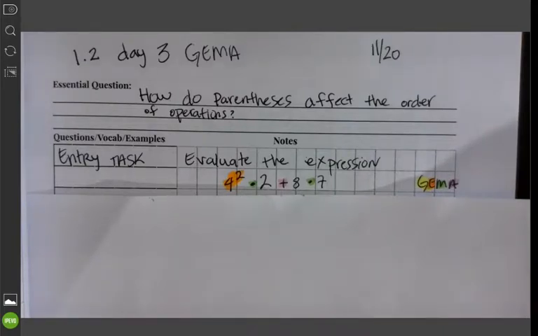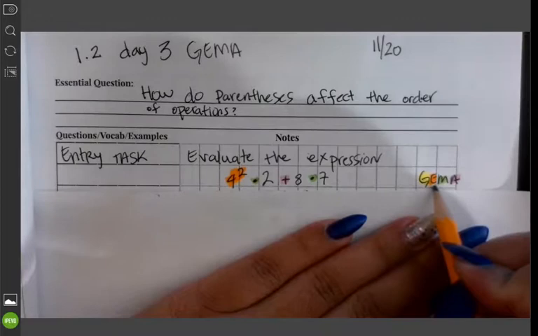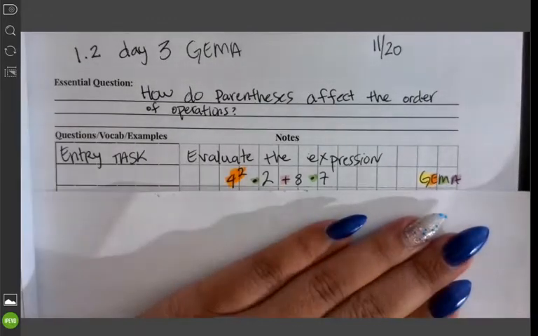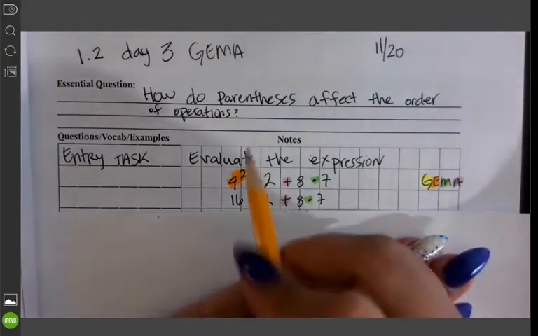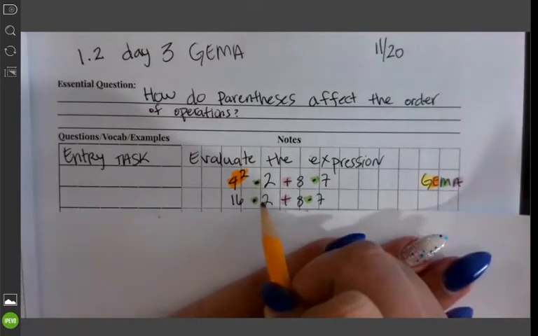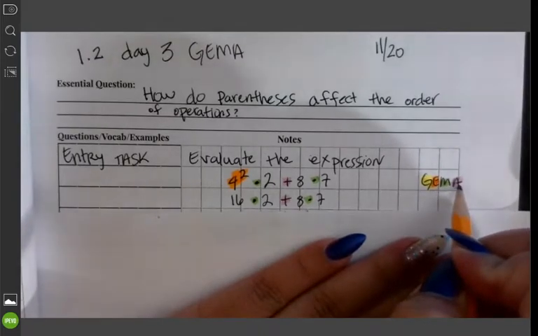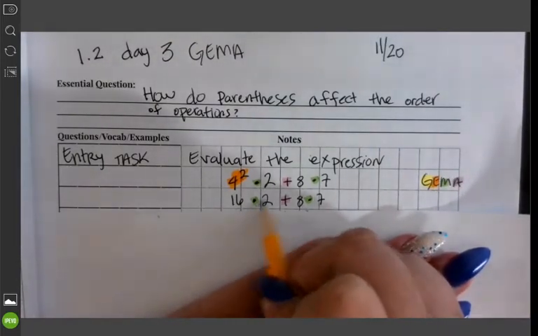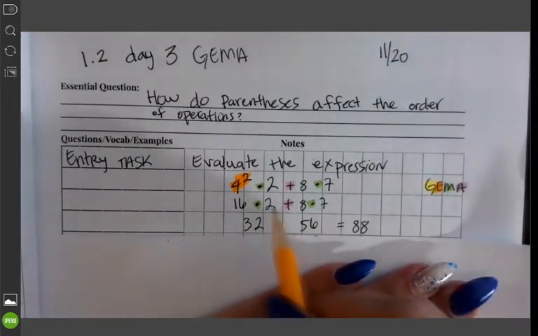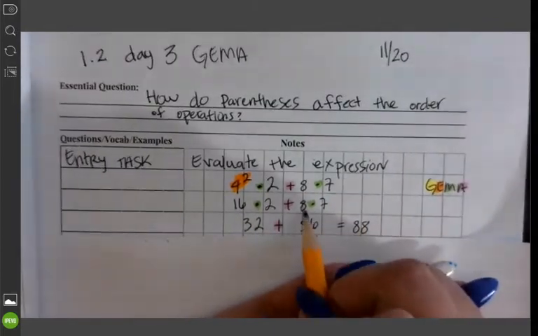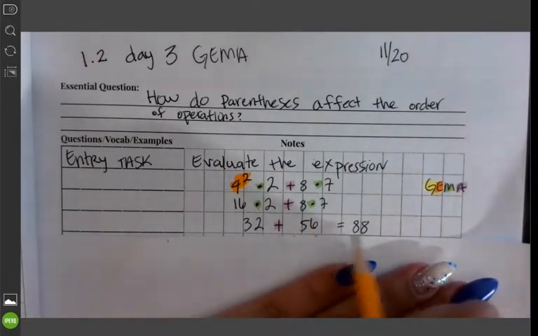All right, so I wrote Gemma on the side because that's just how I roll. I see no groups here, right? But next is exponents. I see one exponent, 4 to the power of 2. 4 to the power of 2 means 4 times 4, which is 16. So I got 16 times 2 plus 8 times 7, right? Multiplication comes before addition. So I'm going to do these first. 16 times 2 is 32. And then it looks like I skipped a step, which is fine. 8 times 7 is 56. And then you do 32 plus 56, which equals 88.